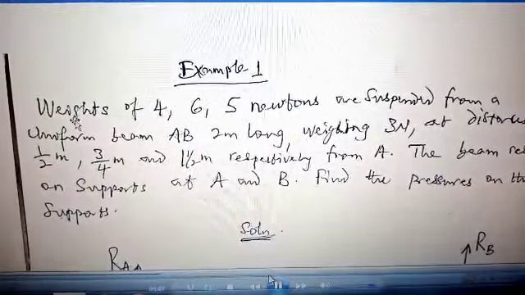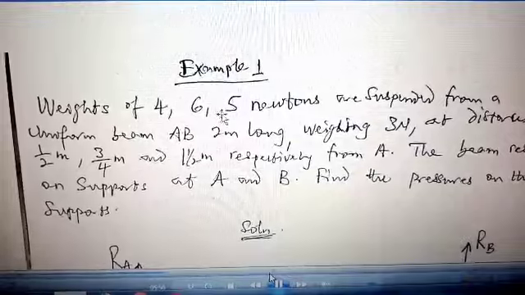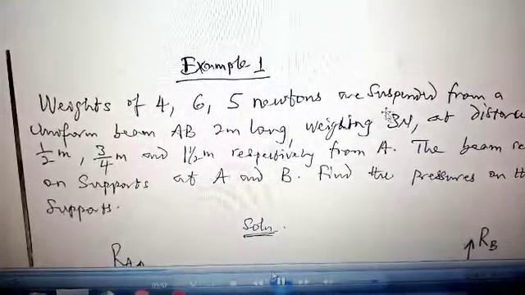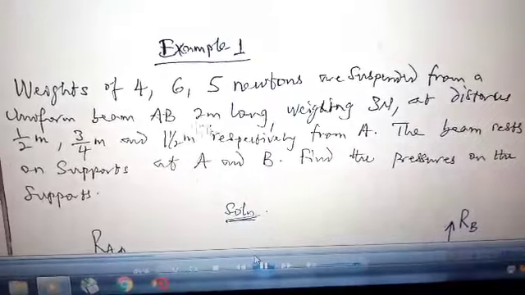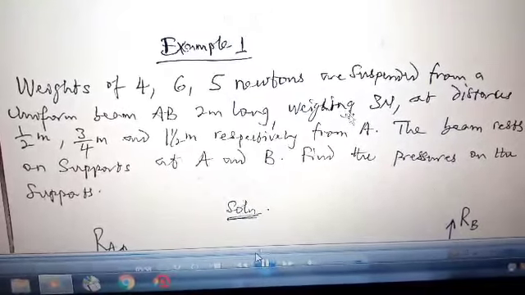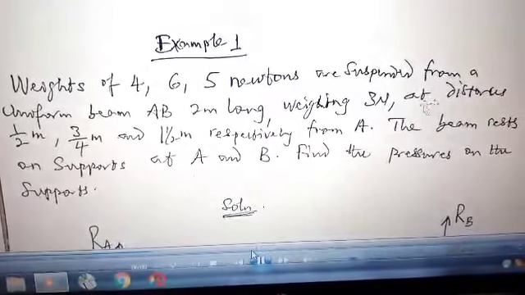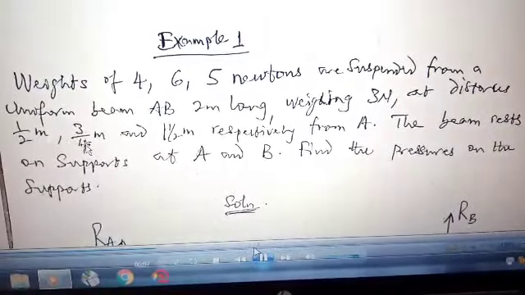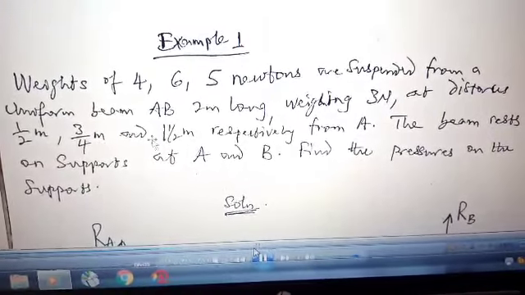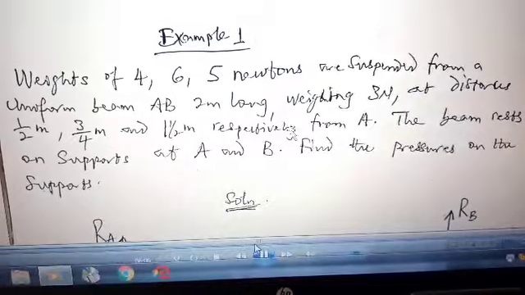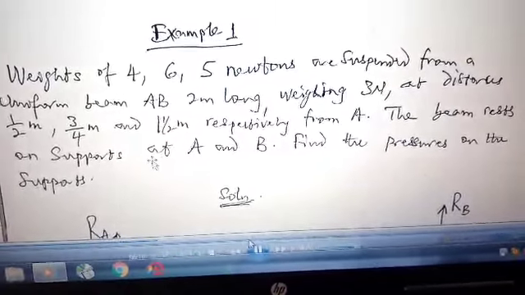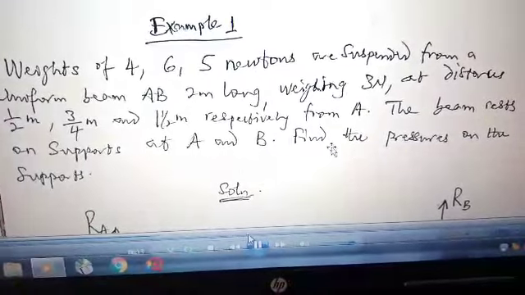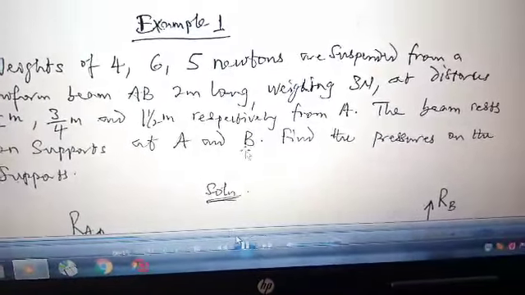Example number 1. Weights of 4, 6, 5 newtons are suspended from a uniform beam AB 2 meters long, weighing 3 newtons, at distances 0.5 meter, 3/4 meters, and 1.5 meters respectively from A. The beam rests on supports at A and B. Find the pressures on the supports.